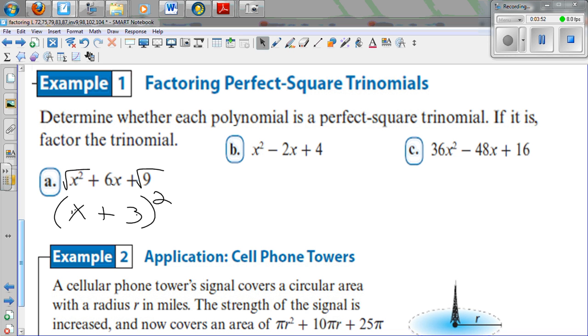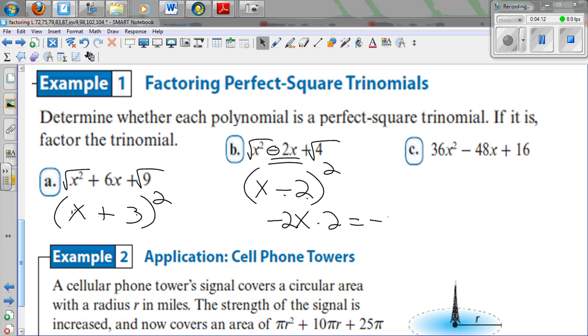So let's take a look at this next one. We have a perfect square here. We have a perfect square here. So that should be x. And since this is minus, we should have minus 2 here. And if we take x minus 2 squared, do we get this middle term? Well, negative 2x times 2 gives us negative 4x. So our middle term should have been a negative 4x, and it's not. So this one is not a perfect square. So we leave it just like that.